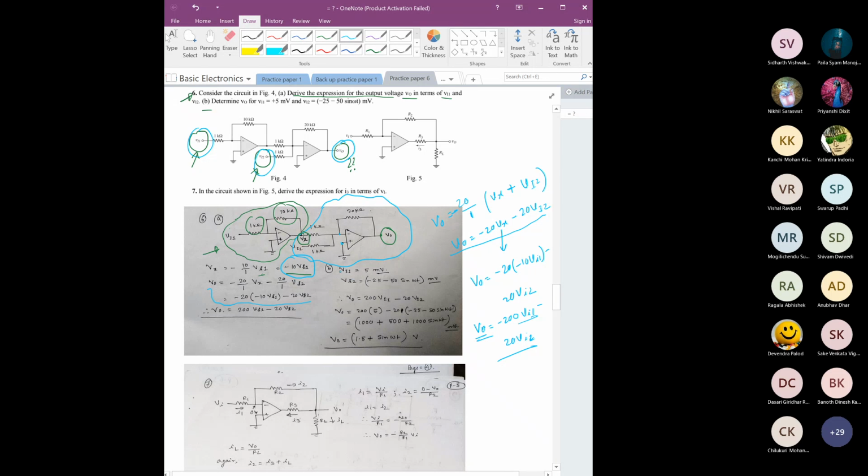Now for the next part, these two values are given. So you simply put these values in and do this addition, and then we'll get the output for these two particular inputs. Is this question number 6 clear to you?